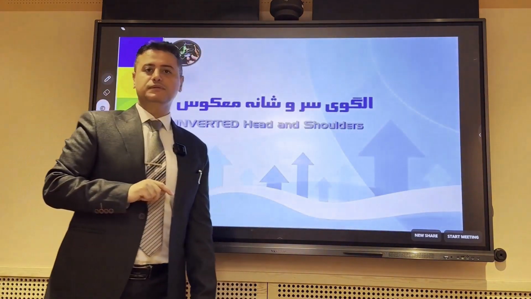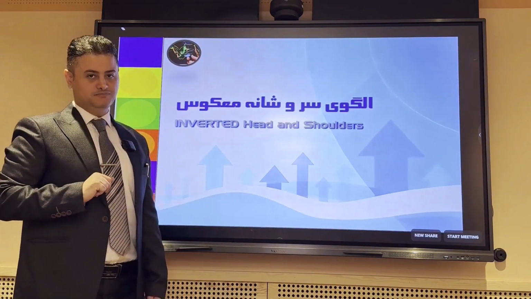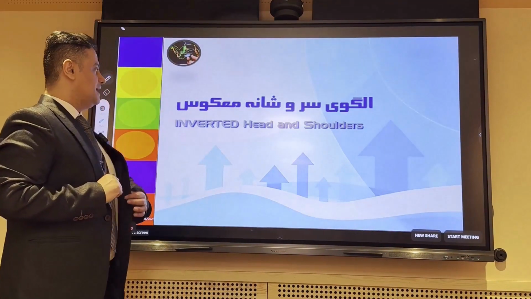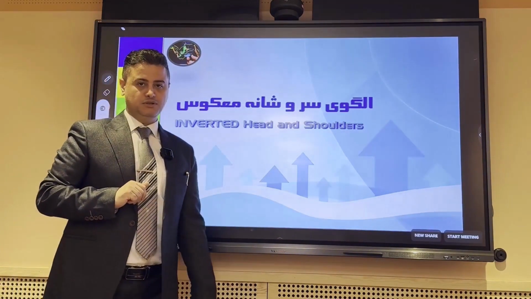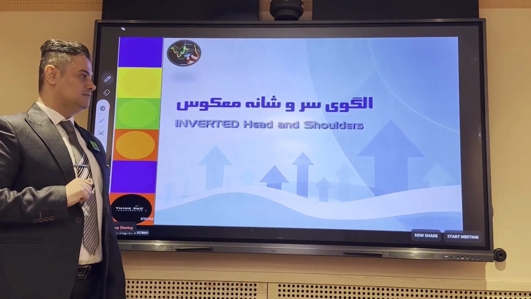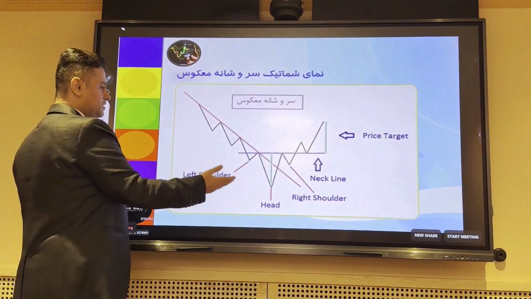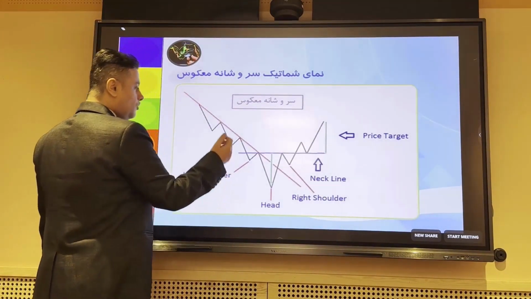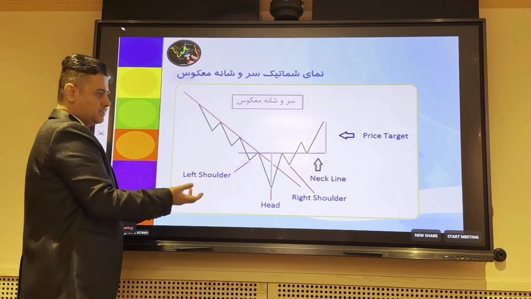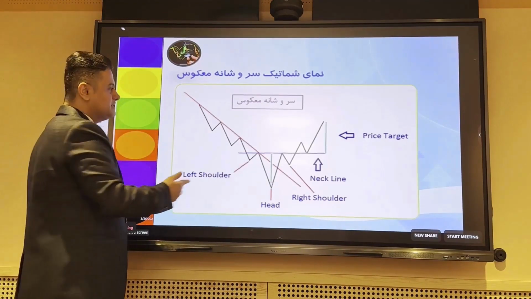Well, we have seen examples of the head and shoulders pattern together. Now we want to examine the second reversal pattern in technical analysis together. The next pattern is the inverted head and shoulders pattern, which is one of the reversal patterns in technical analysis. Well, in the next slide, we will see the schematic representation of this pattern. The inverted head and shoulders pattern is exactly similar to the head and shoulders pattern in terms of schematic representation, with the difference that the trend before the formation of the pattern is a downward trend.